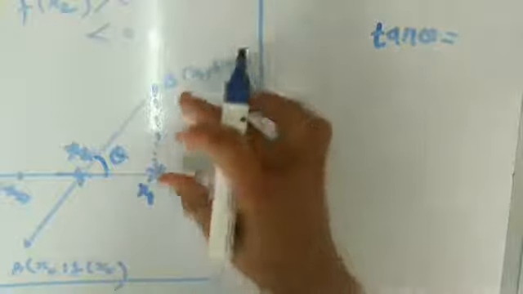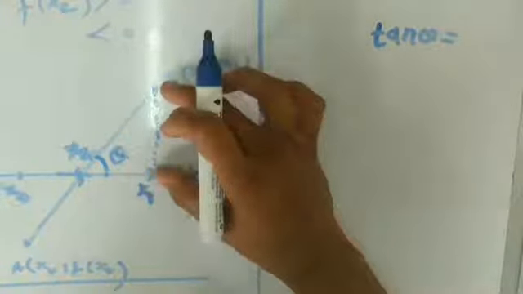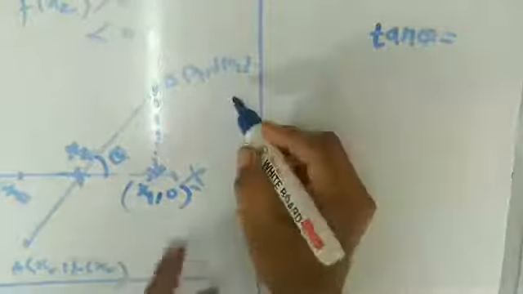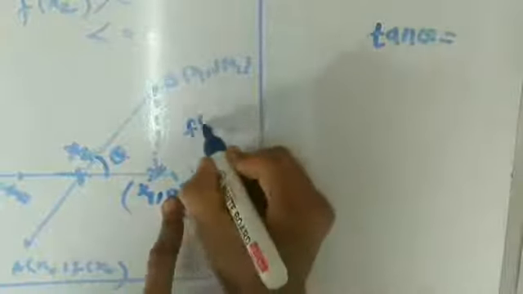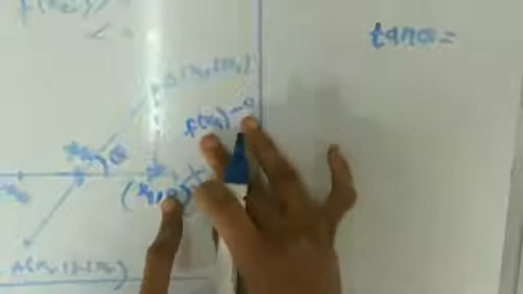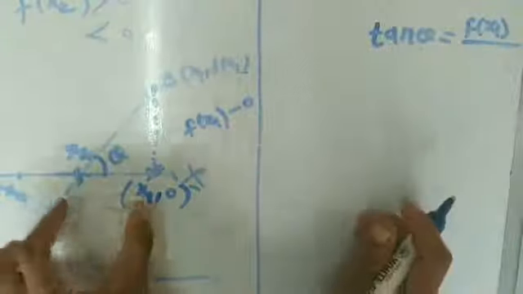So for the opposite side, we have to find this distance, and this distance is f of x1, because here is the point x1 comma 0. This is the y distance, so we take it as f of x1 minus 0. We get the distance f of x1 divided by the x distance. The adjacent side distance is x1 minus x2, because the point here is x2 comma 0. So we get x1 minus x2.